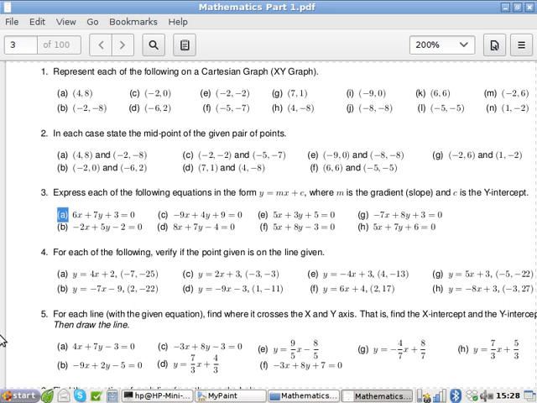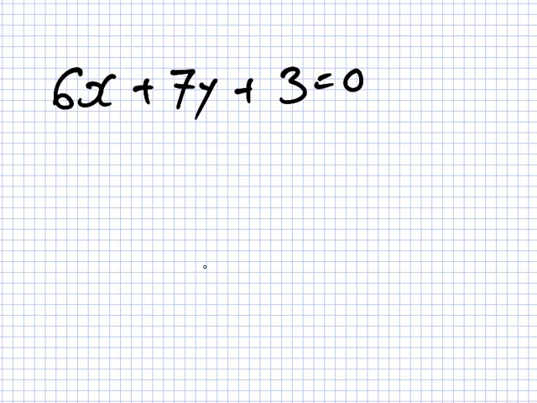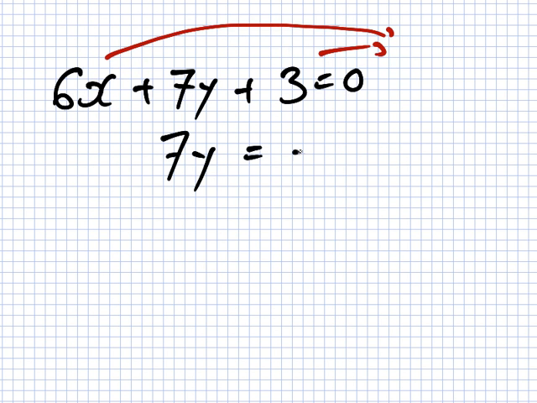Shouldn't take too long to do. 6x plus 7y plus 3 equals 0. For me, I think what I would do is take the 6x and the 3 over. So we have 7y equals minus 6x minus 3, and then just divide by 7.